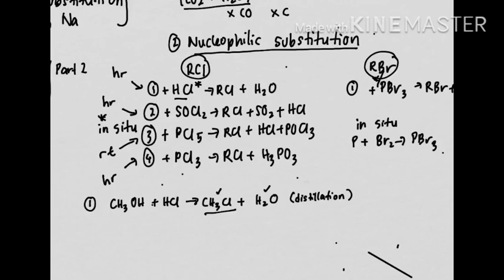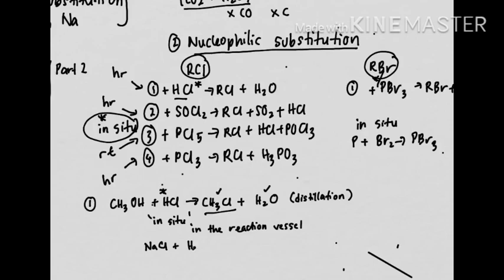Now take note that this HCl is going to be prepared in situ. So what is in situ? In situ means the reaction is done in the same reaction vessel. If you want to prepare the HCl, we prepare it by using sodium chloride and concentrated sulfuric acid, and we are going to get a salt over here and then HCl.